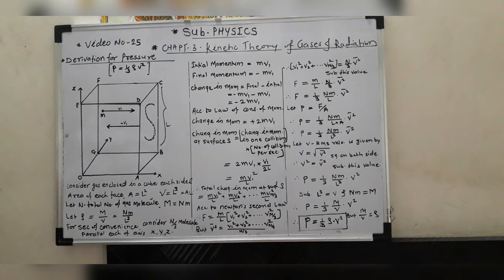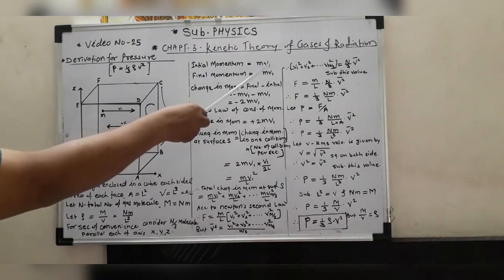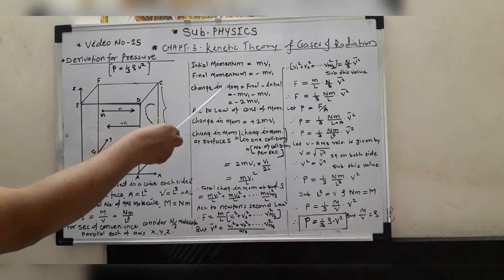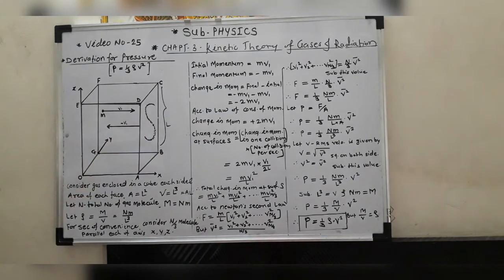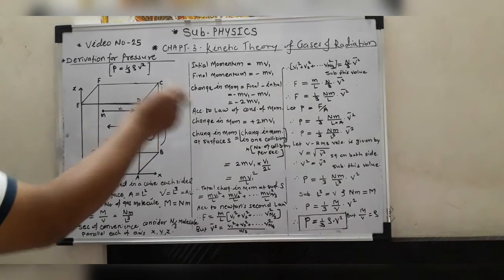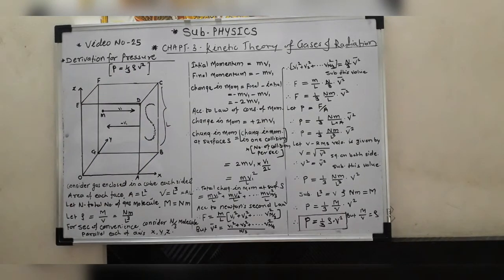You have to remember that the initial momentum is mv1 and the final momentum is minus mv1, because the gas molecule collides on the surface S and rebounds with the same velocity but in the opposite direction, so that its final momentum is minus mv1. Now we can find the change in momentum.